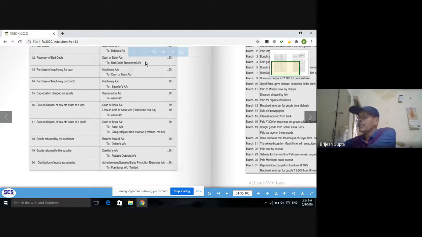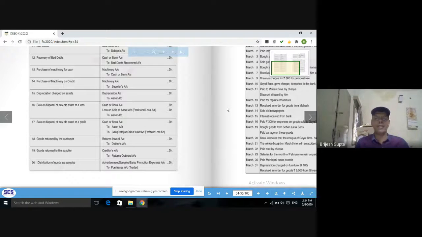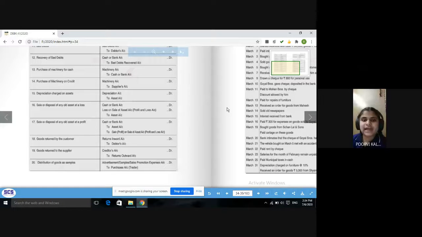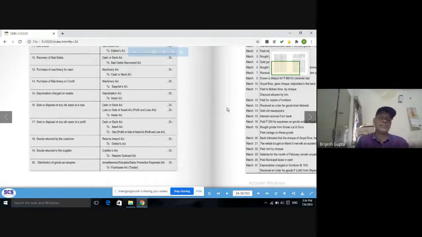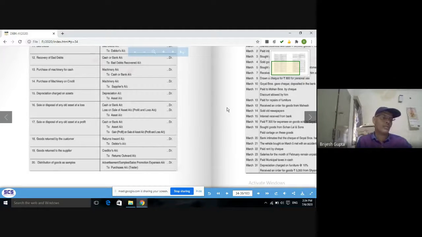Suppose I say rent paid. Which two accounts are involved? Rent account and cash account. Very good. Because rent is paid in what? What is the physical form of rent? Cash. Okay. Salary paid. Which two accounts are involved? Salary account and cash account. Very good, excellent.